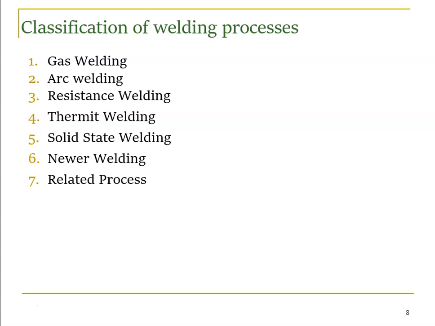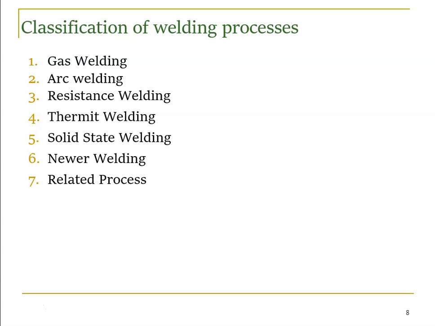As the name implies, gas welding means that metal joining is done with the help of gas, then we say it's gas welding. Metal joining is done with the electric arc, then we say it's arc welding. Metal is joined with the help of electric resistance, and if you apply force, then we say it's resistance welding. Similarly, if the metals are joined with the help of thermite mixtures, then we say it's thermite welding.